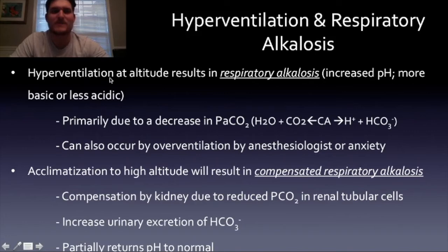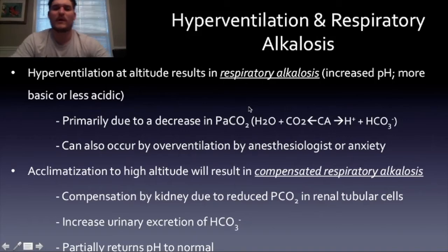And so what happens is when you are hyperventilating at high altitudes, it's going to result in maybe acute or chronic respiratory alkalosis, which is an increased pH. So we're saying here that hyperventilation is going to lead to less acidic blood or more basic blood. And the reason for this is because we are exhaling more CO2. And so you may be looking at CO2 and you're like, well, what does CO2 have to do with pH? Because pH is measuring hydrogens, and there's no hydrogen within this formula.